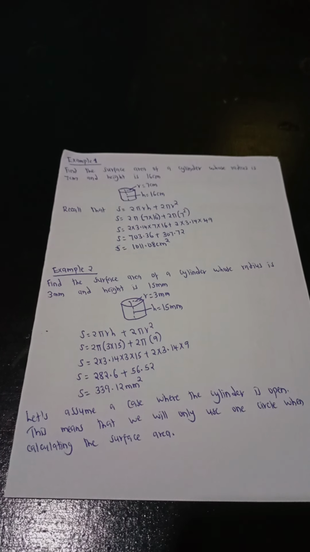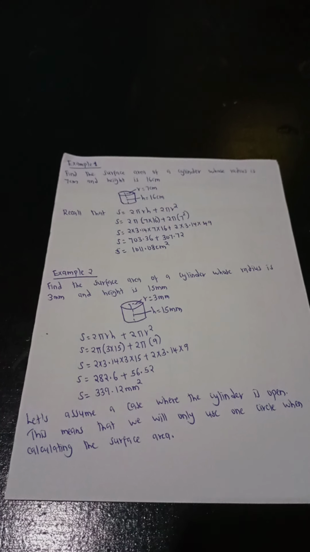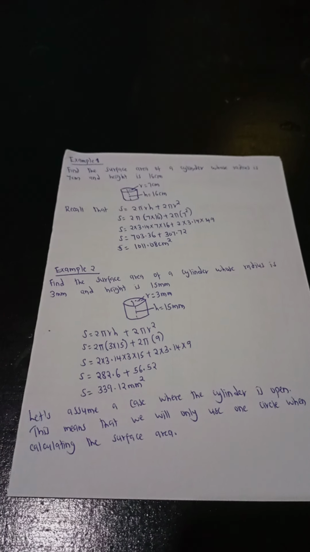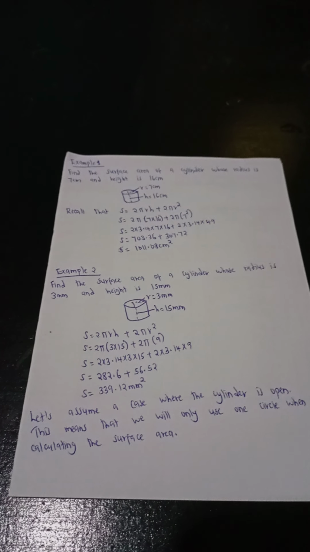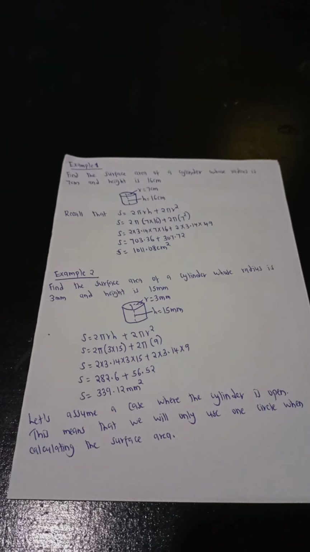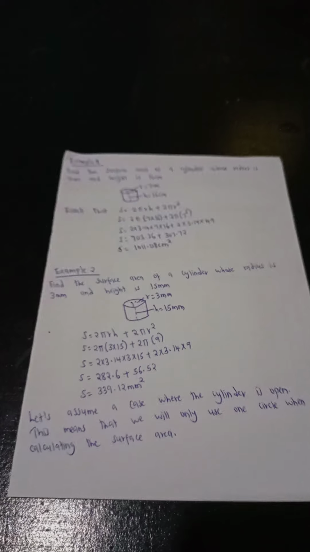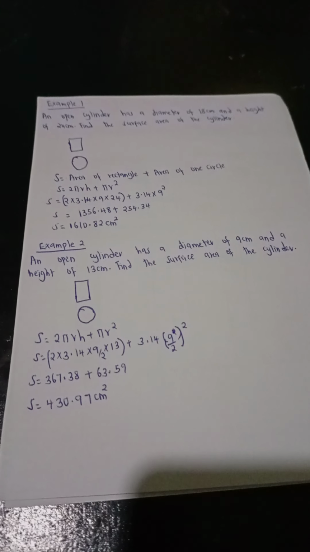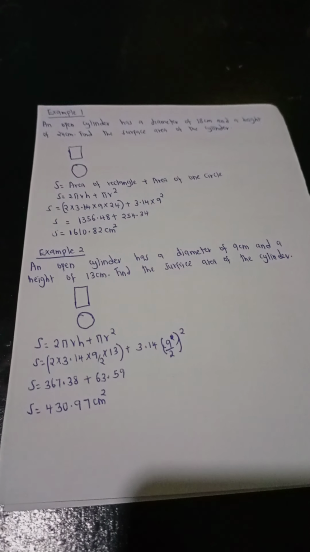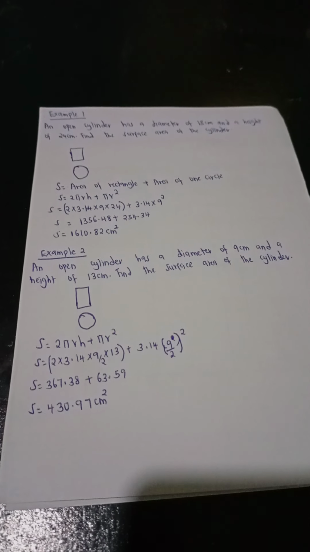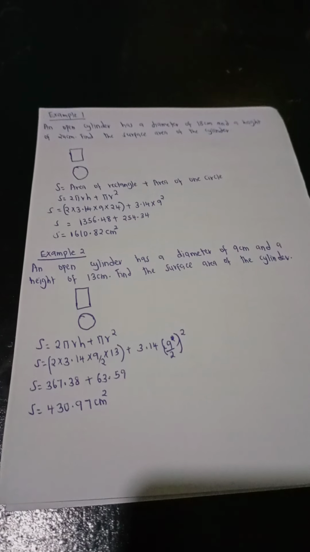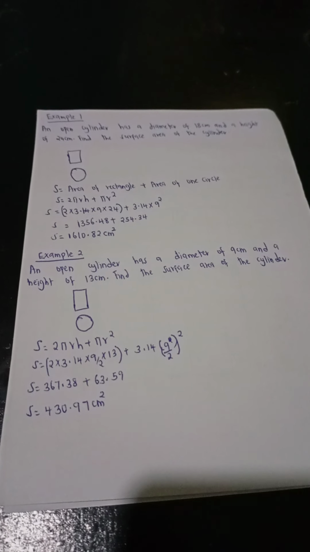Let's assume a case where the cylinder is open. This means that we will only use one circle when calculating the surface area. We noted that when we were looking for the surface area of a closed cylinder, we had 2 circles and a rectangle, which I had drawn. There is our first example. An open cylinder has a diameter of 18 centimeters and a height of 24 centimeters. Find the surface area of the cylinder.